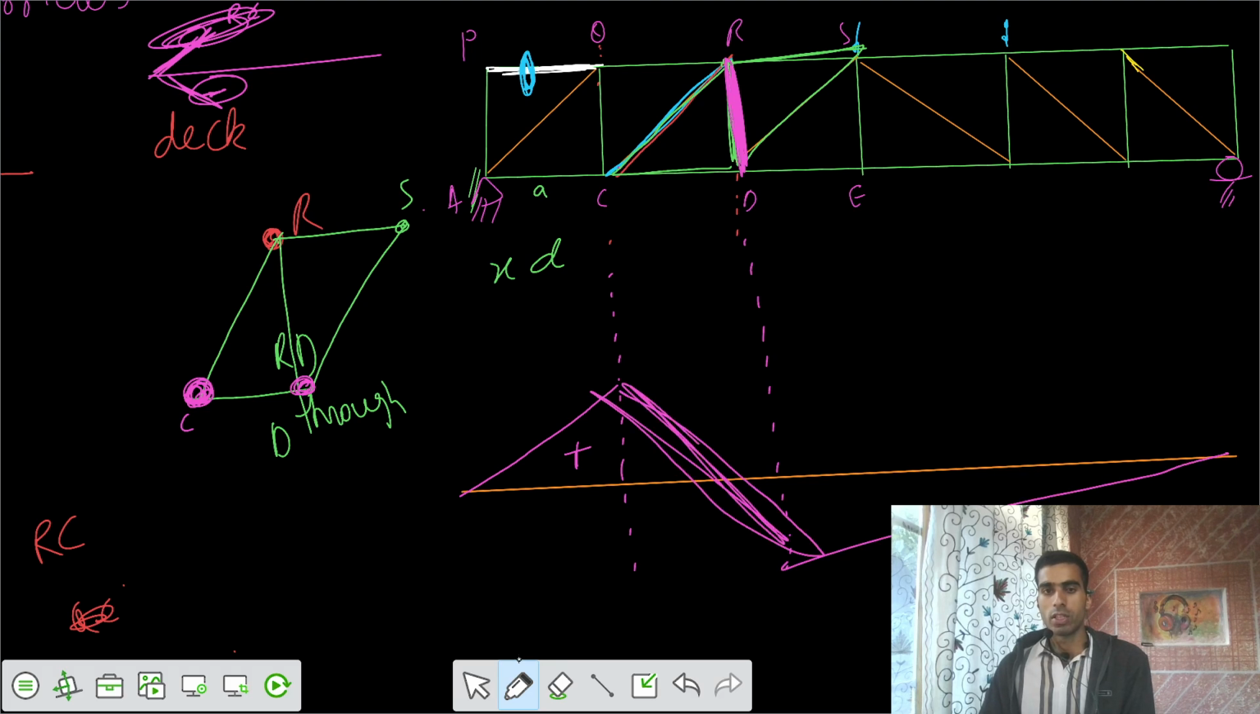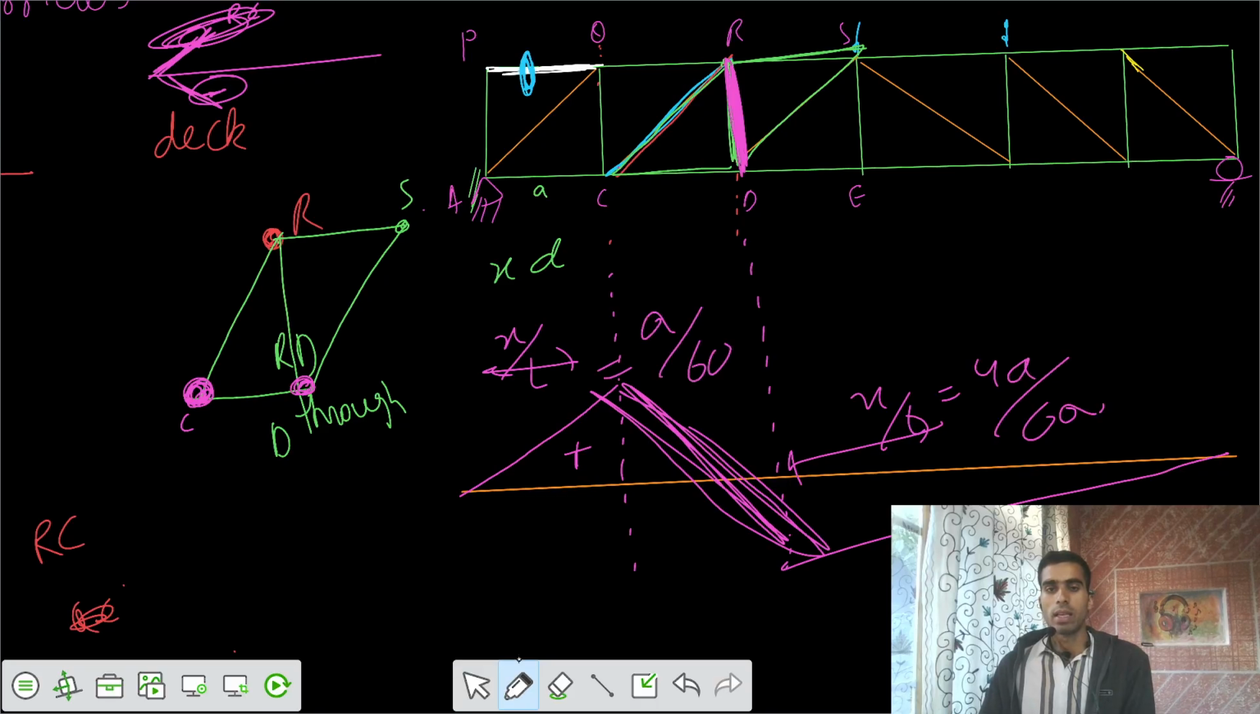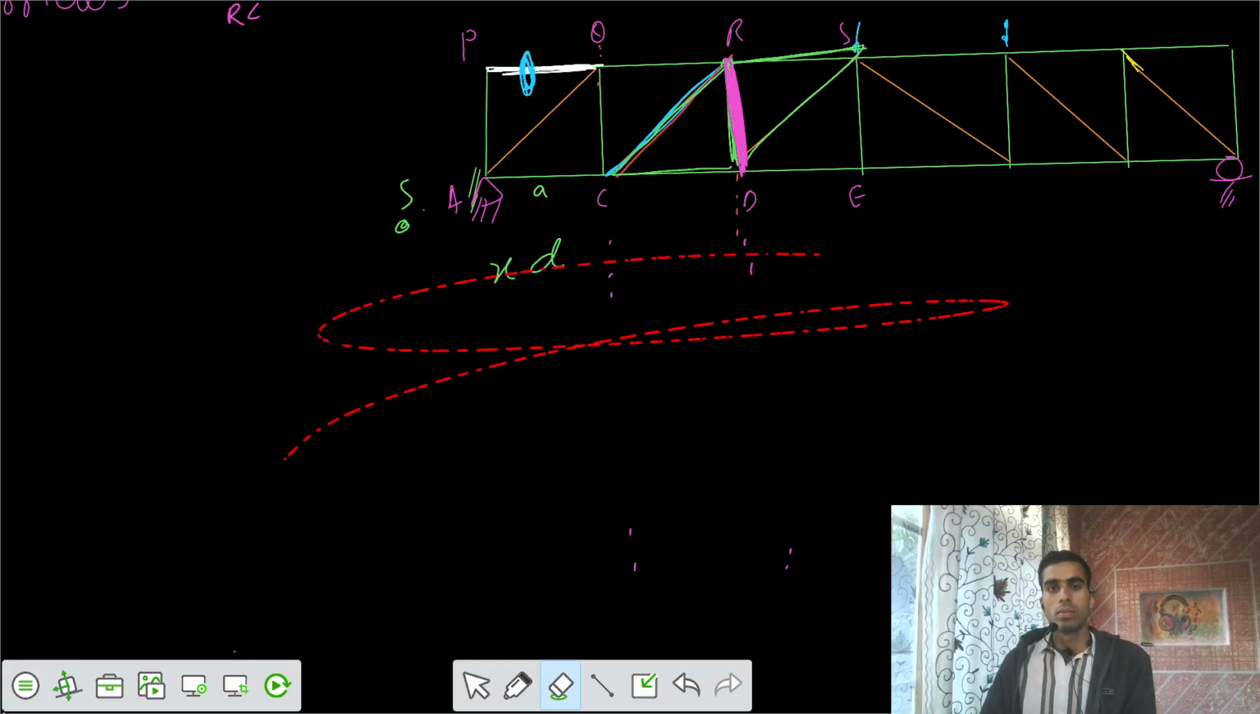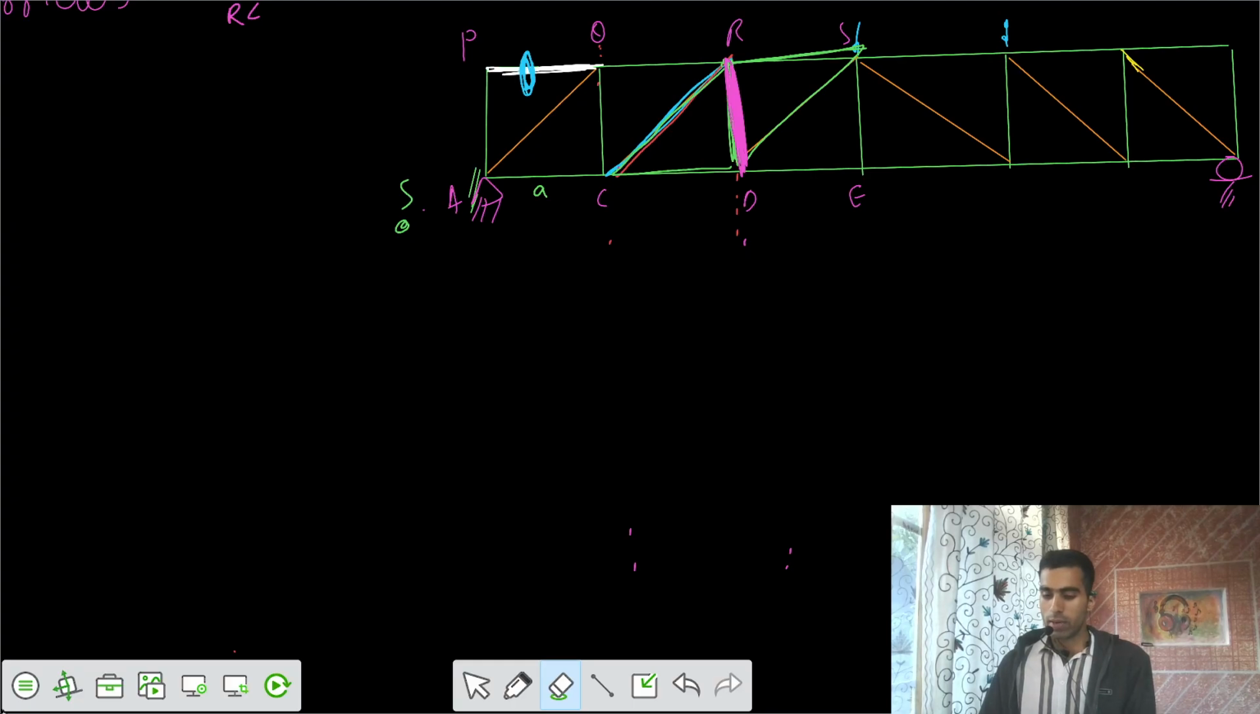So this is the variation, and this value equals x by l, and this value equals x by l, that's 4a by 6a, and this one is a by 6a. We already did those in the previous problem also. Okay. Now the thing is that you need to get for PA deck type. So let's have that PA deck type.